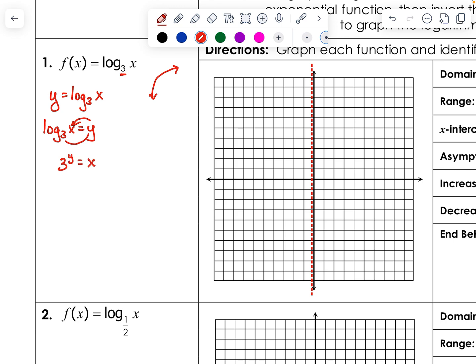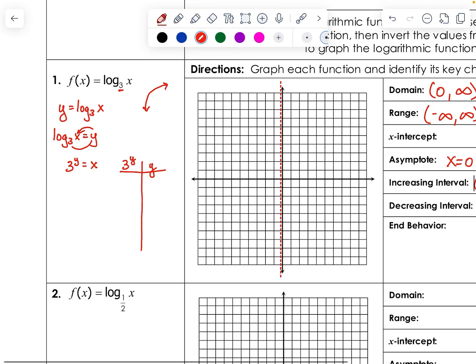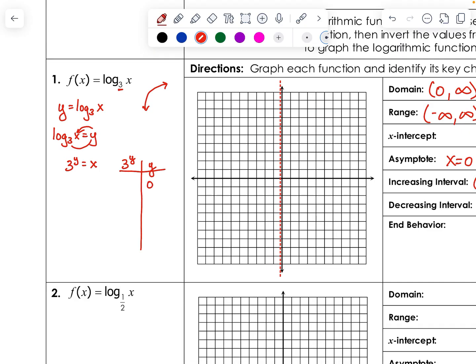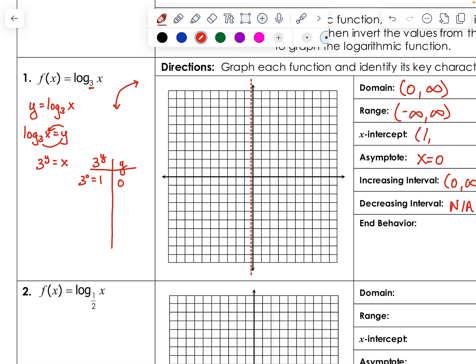So I'm going to create my chart. This time, and this is how it's different, I'm going to choose y values. And depending on what my y value is, my x value is going to change. So if I'm finding my x-intercept, which is what they're wanting me to do over here, my y value is always 0 when I'm finding that x-intercept. So I'm going to substitute 0 in for y. So 3 to the 0 power is 1. So my x-intercept is (1, 0).